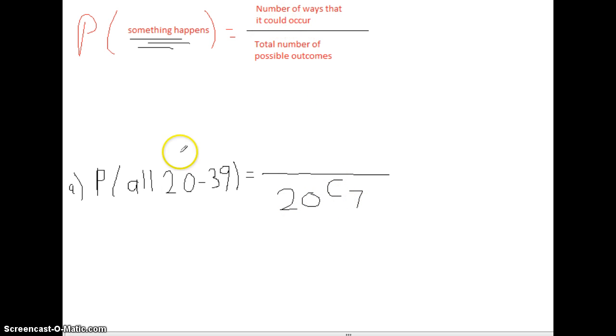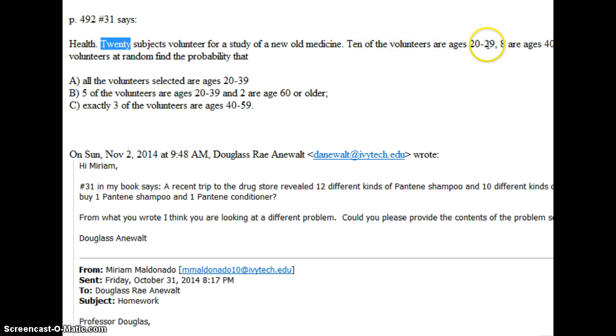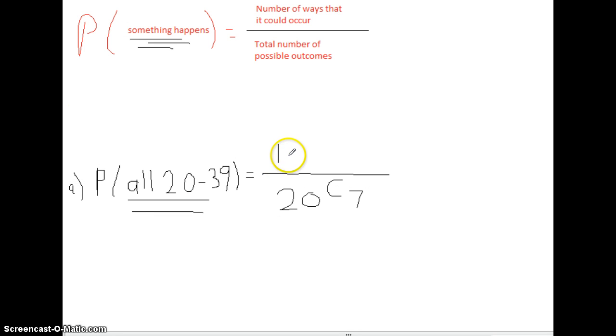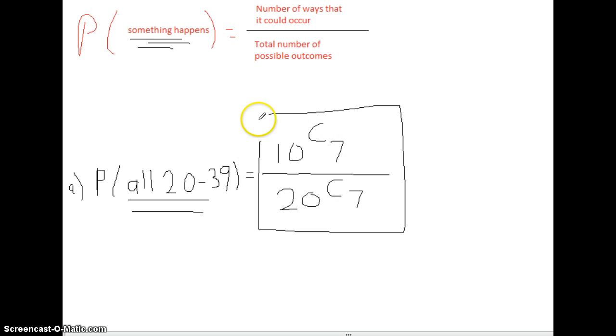Now the top is the number of ways that this could occur. So how many ways can you get a group of 7 out of the 20 to 39-year-olds? Looking back at the problem, it says there are 10 people who are 20 to 29 years old. So there are 10 people, and we're going to choose a group of 7. This will tell us how many different ways this can happen. And so you plug these both in your calculator, you get numbers, and then you reduce this fraction, this ratio, down to get your final answer.